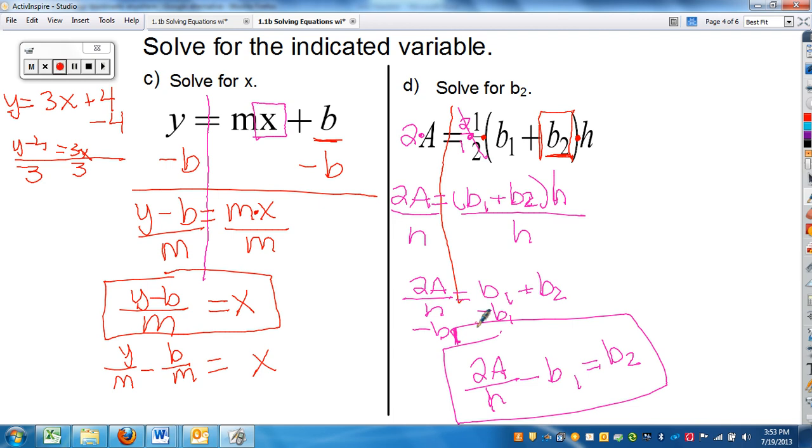And again, there are other variations that you could have done. You could have distributed first with everything and then moved everything, which would give you a little bit different answer, but it would still be the same thing. You can move the H first and then the 1/2. You can actually move the 1/2 and the H at the exact same time. The one thing you can't do is just subtract by B1 right away because it's kind of locked in the parentheses. So again, there are like 3 or 4 different ways you could have solved this problem.